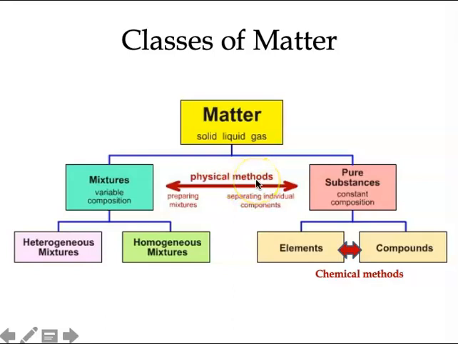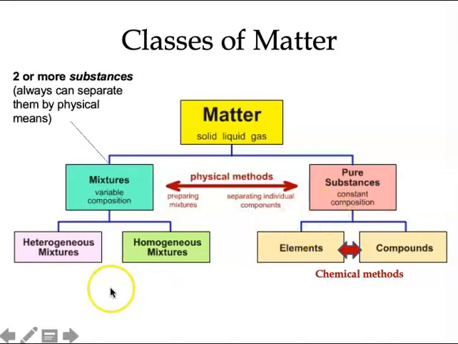in matter, right? What we have is a mixture, and that has what's called a variable composition, and I'll explain that in just a second. And then you have a substance, or a pure substance, which is said to have constant composition.